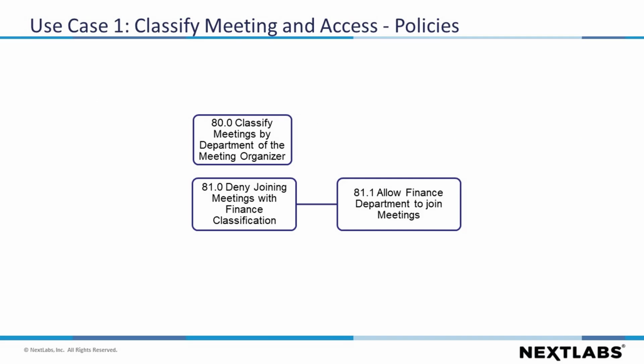The first policy classifies meetings by the department of the meeting organizer. The second policy is a default deny policy for joining a meeting with the finance classification, and a sub-policy that allows only members of the finance department to join meetings with a finance classification. Now let's move on to the demo.